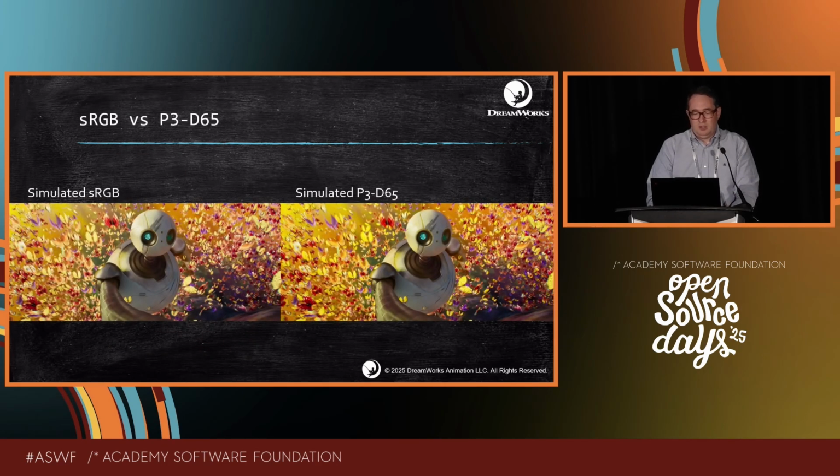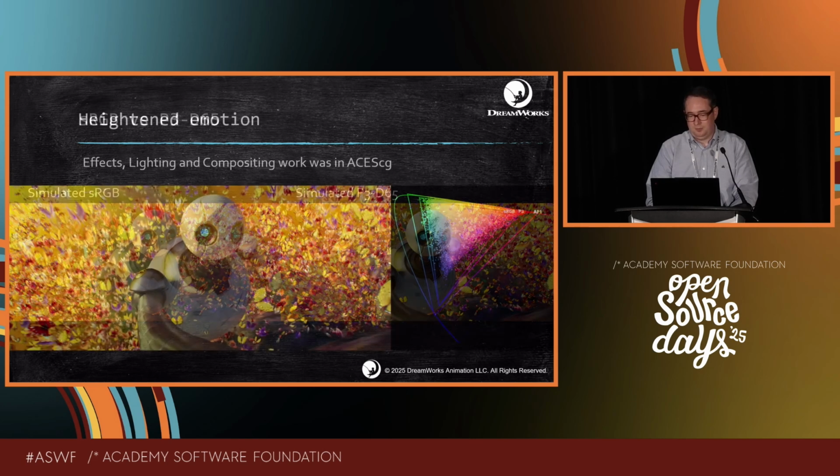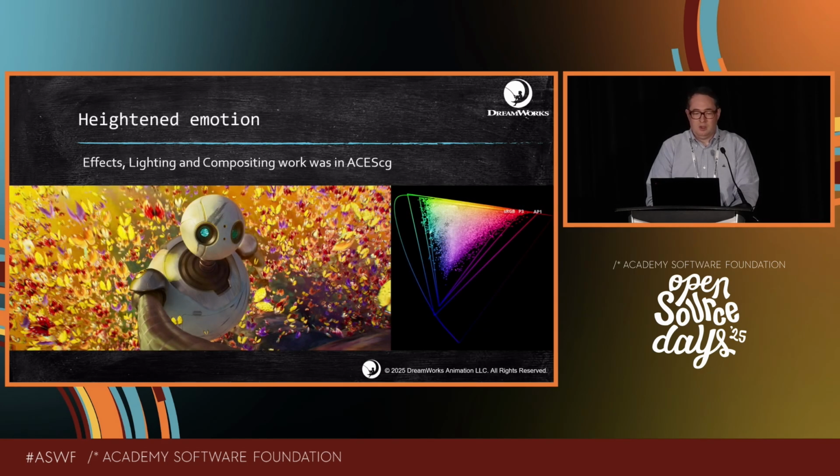So this is a simulated example image from a final render. Unfortunately, with the projector here, I can't show you an accurate P3 representation, but this tries to give you a sense of P3 unlocking a wider color palette and that aesthetic potential. Effects, lighting, and compositing work was in ACEScg and was not constrained. And this resulted in heightened emotion when experiencing the more saturated colors.